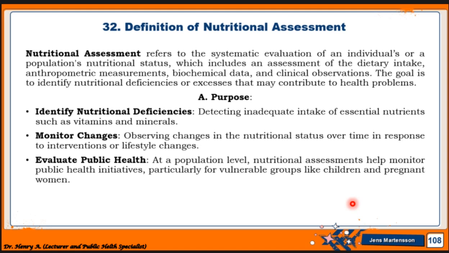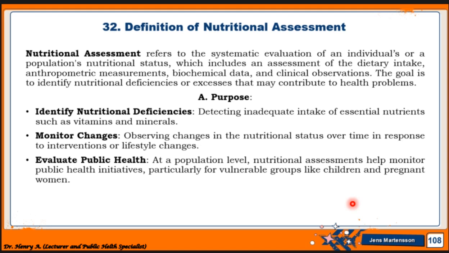Take note of the following again. It refers to the systematic evaluation where you evaluate an individual's nutritional status, or perhaps you are doing research for a population to find out the level of their nutritional status, and then you are including an assessment of the dietary intake, anthropometric measurements, the biochemical data, and clinical observations. Now, the goal is to identify nutritional deficiencies or excesses that may contribute to health problems.